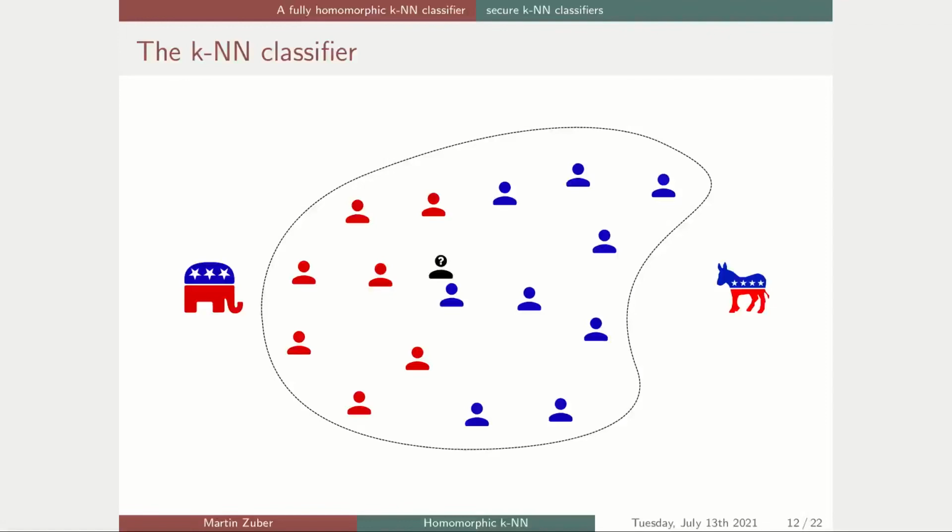place our unknown voter in that space. And then we either affiliate it to its closest neighbor, here a Democrat, or just have a majority vote among its 3 nearest neighbors to affiliate it here as a Republican. And the number of closest neighbors that we choose is the number k of k-NN.